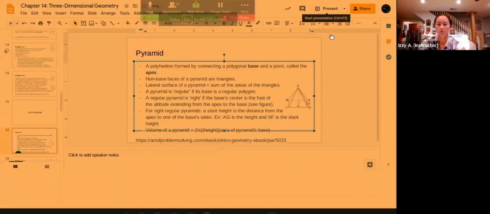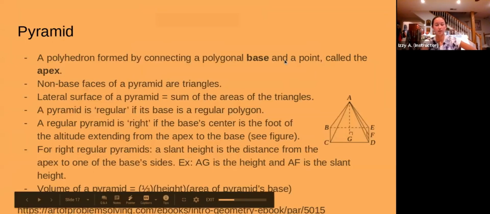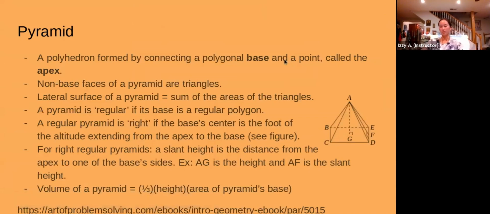Okay. And I'll leave this up here for some time so that you can absorb the information, and then we can go into the next slide, which is actually a problem.